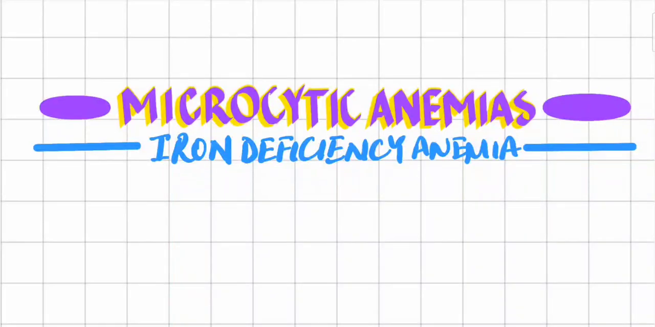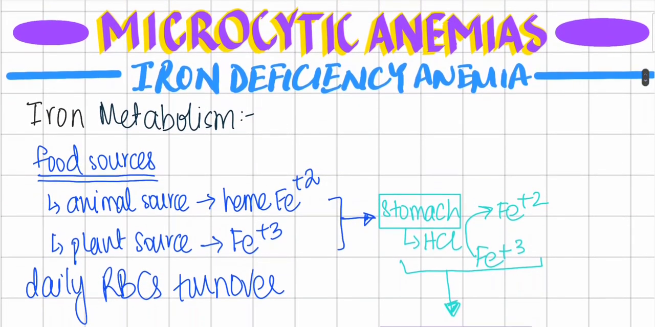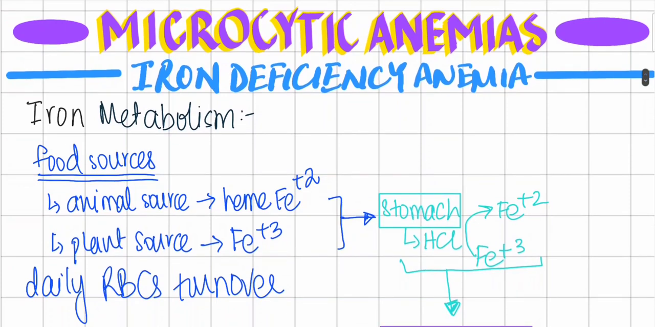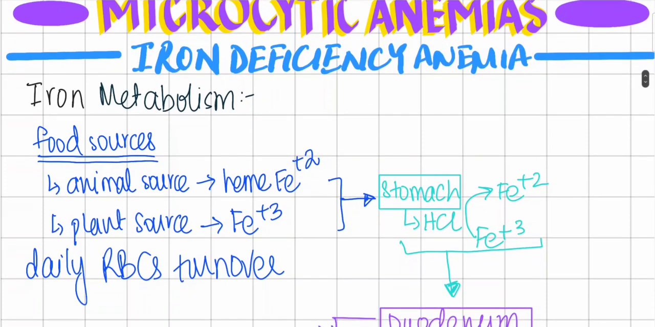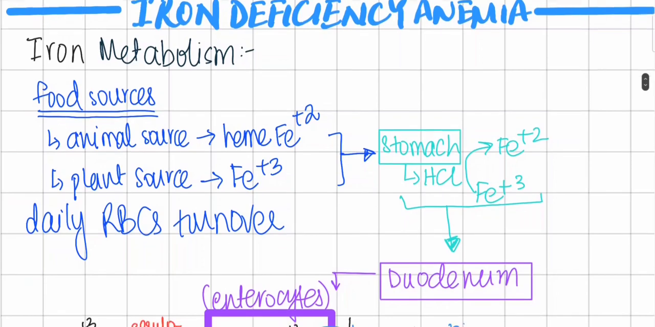We're going to talk about the microcytic anemias. First is the iron deficiency anemia. So in iron deficiency anemia, we have decreased iron that is going to cause problems, or anemia actually. Now in iron metabolism, so first in iron deficiency anemia, we're going to do iron metabolism. That is what is important.